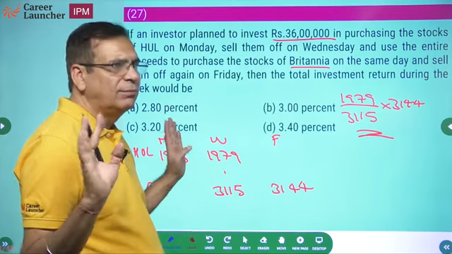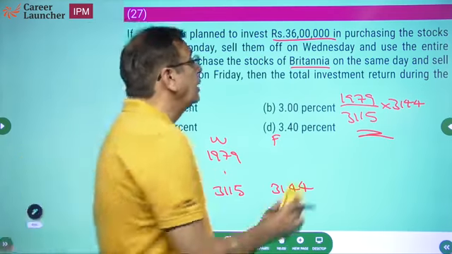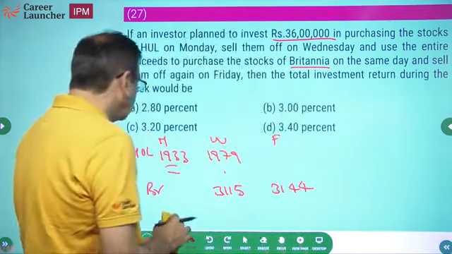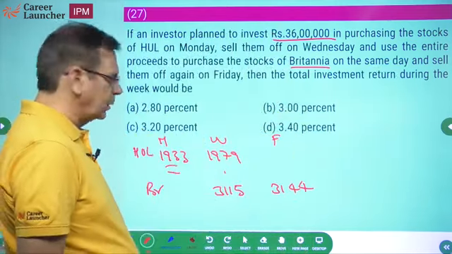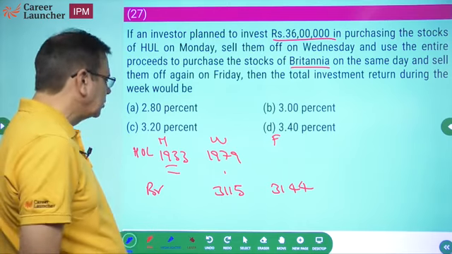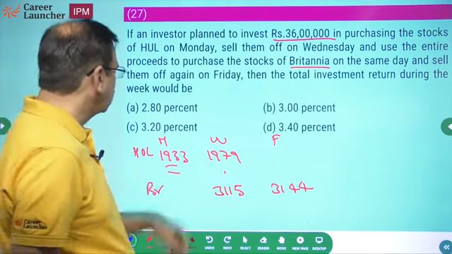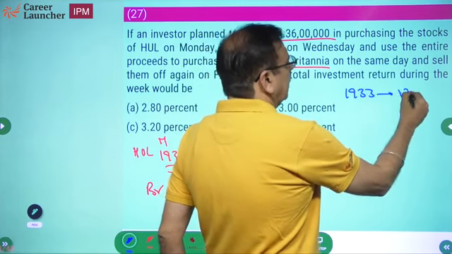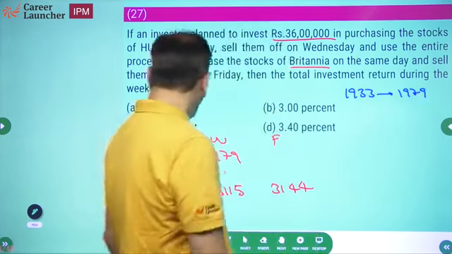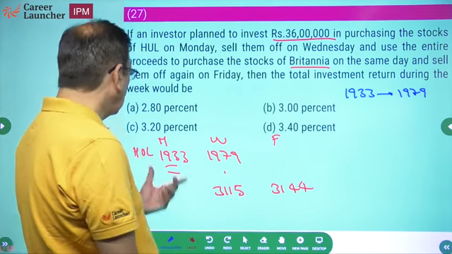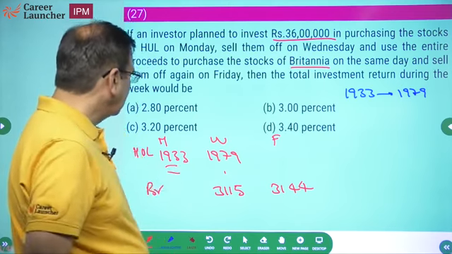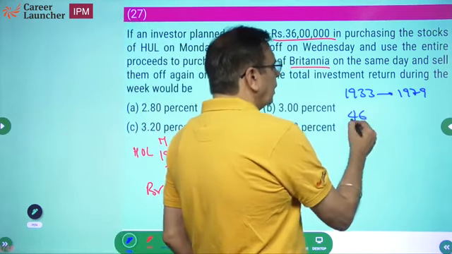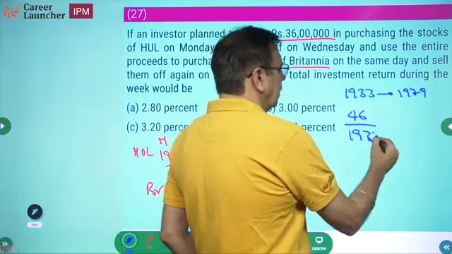Good question to leave. Not a question that I will recommend you do at all as far as this is concerned, until and unless you can do some calculation the way I do the calculation. Let me show you what is the calculation I would do out here. So we'll look at HUL 1933 to 1979. Okay. So how much is the gain on account of HUL? 79 minus 33 is 46. So you have gained 46 on 1933.